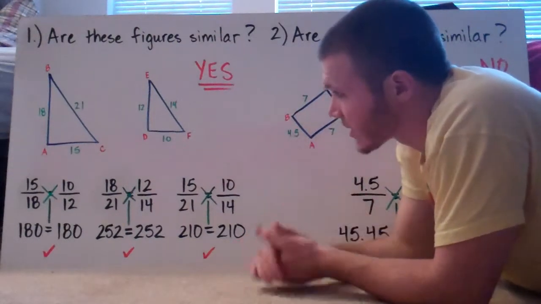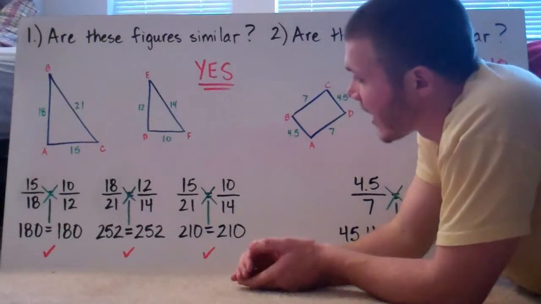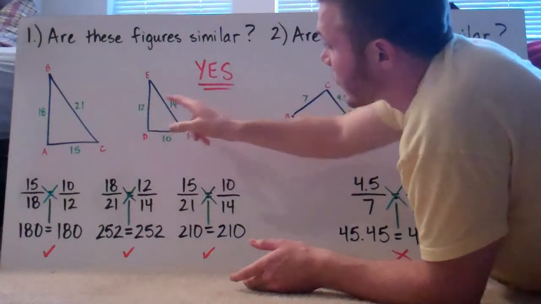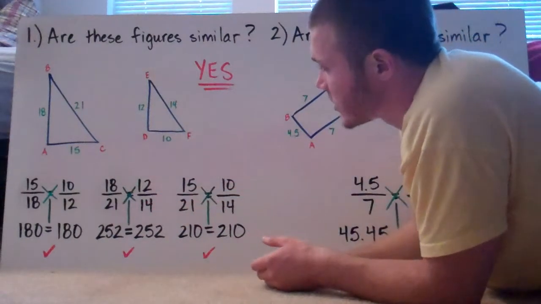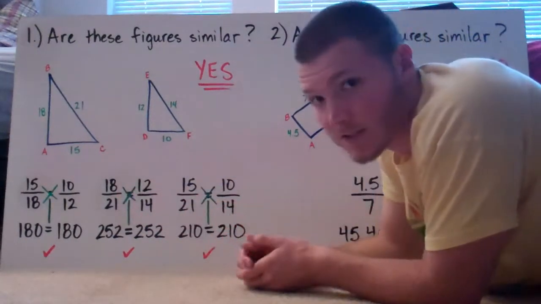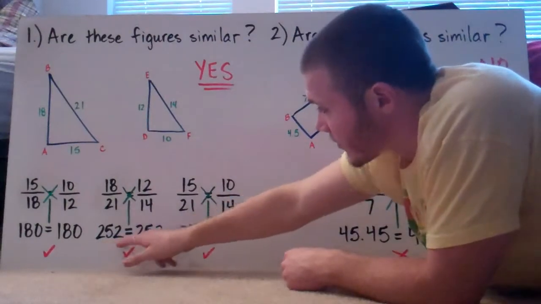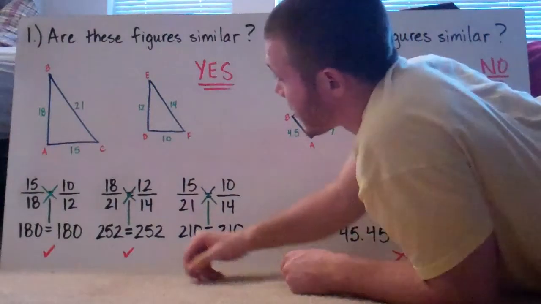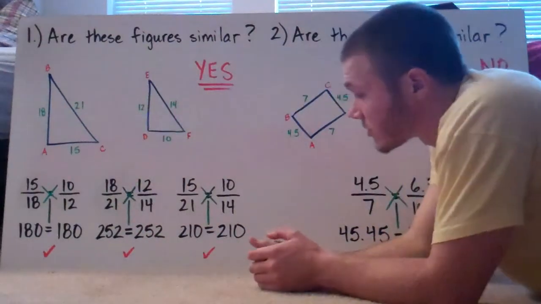Okay, so my next ratio. I've got 18 over 21 and 12 over 14. Now I'm going to cross multiply to see if we get the same thing, and we do. We get 252 both times. So that means that these corresponding sides are proportional.